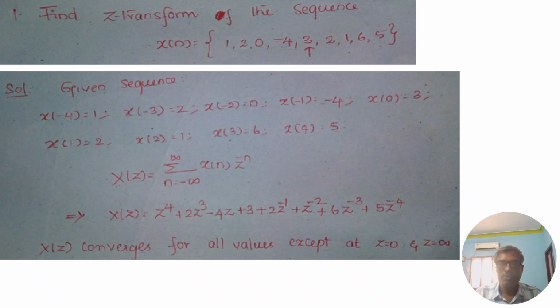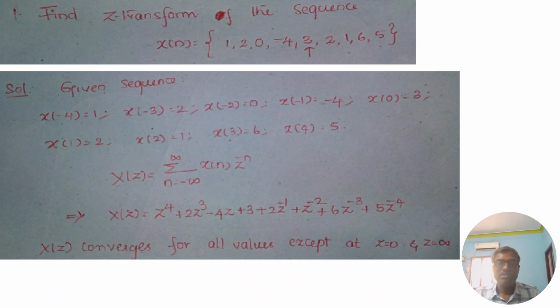Now for the computation of the Z transform, we need to use the formula X of z equal to summation n equal to minus infinity to plus infinity x of n z power minus n. Here the limit for n will vary from minus 4 to plus 4. After substituting n equal to minus 4 to plus 4, we need to expand the summation. After expanding the summation, we need to substitute the values of x of n.